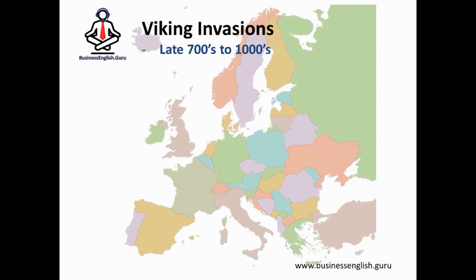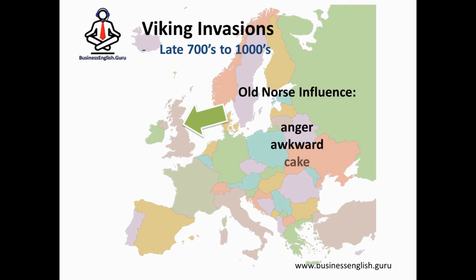In the late 700s to the 1000s came the Viking invasions. They brought about an Old Norse influence. They introduced almost 2,000 new words which constitute 1% of today's English. Words like anger, awkward, cake, die, egg, and smile.